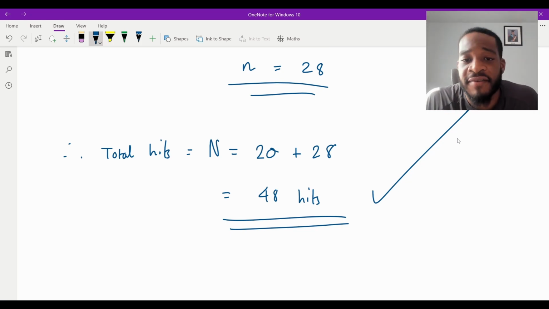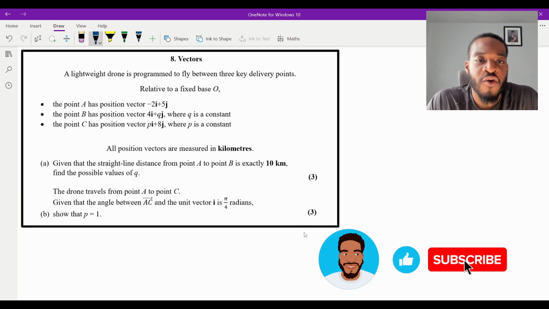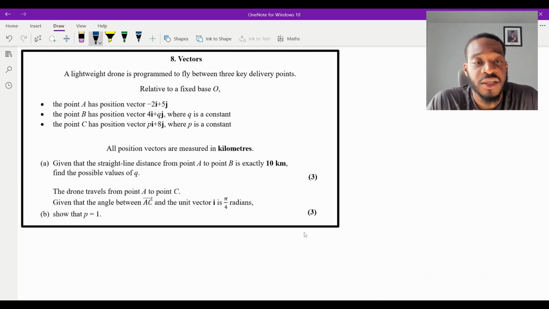And that's it. Finished. Okay, so question 8 says a lightweight drone is programmed to fly between three key delivery points relative to a fixed base O. The point A has position vector minus 2i plus 5j. The point B has position vector 4i plus qj, where q is a constant. The point C has position vector pi plus 8j, where p is a constant. All position vectors are measured in kilometers. Part A says, given that the straight line distance from point A to point B is exactly 10 kilometers, find the possible values of q for 3 marks.